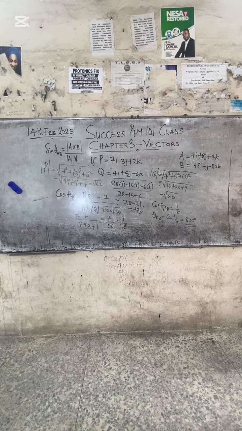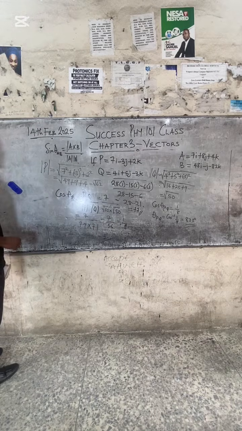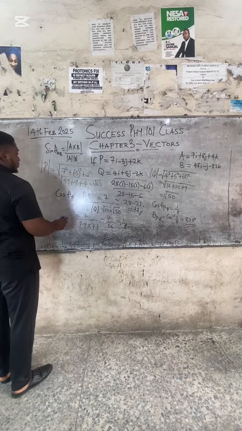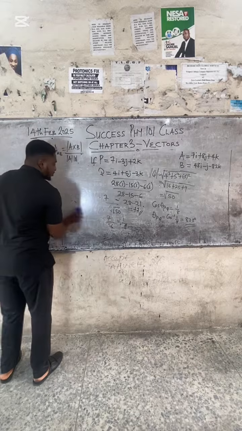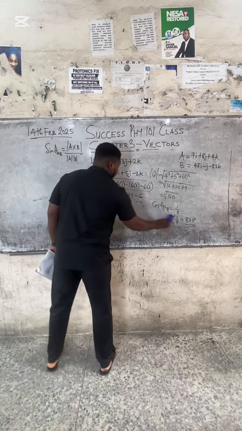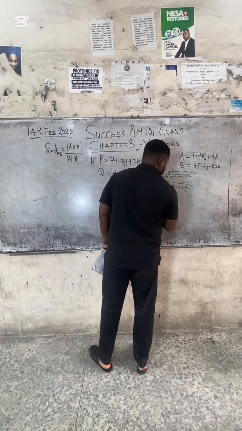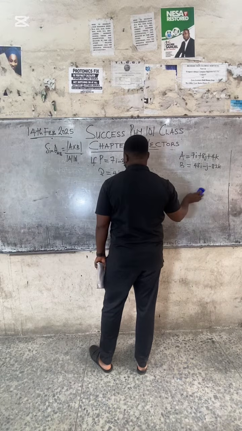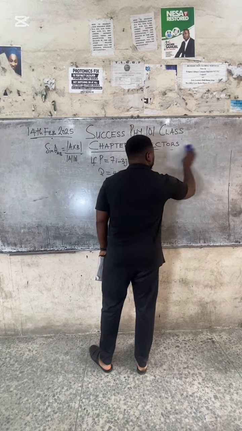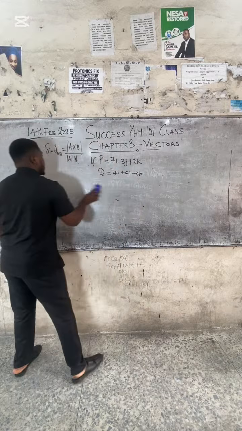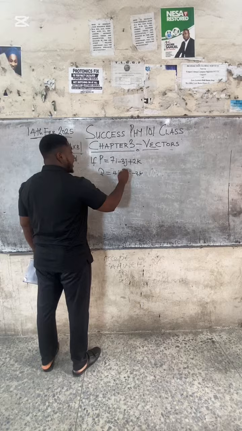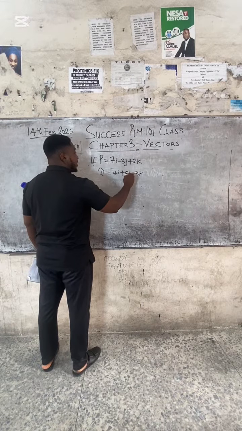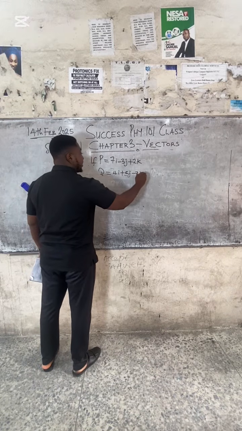Class, now the sine angle. The sine angle between the two vectors. We have 4i plus 5j minus 3k.